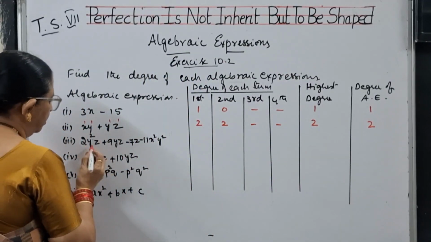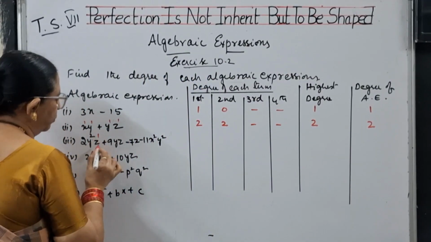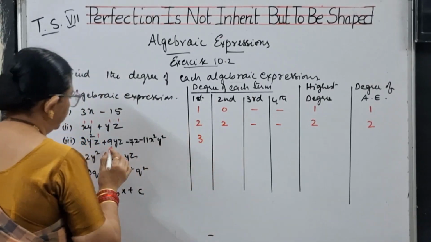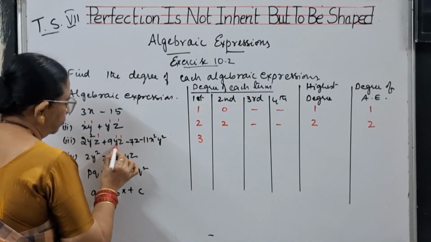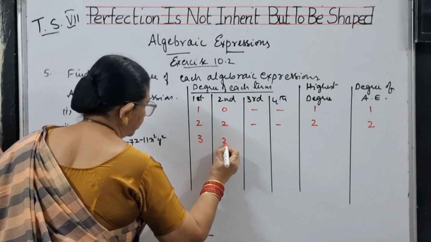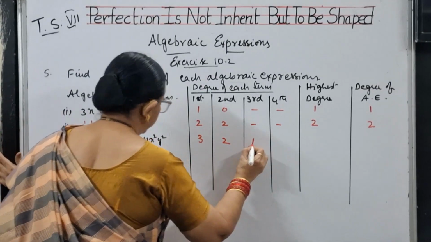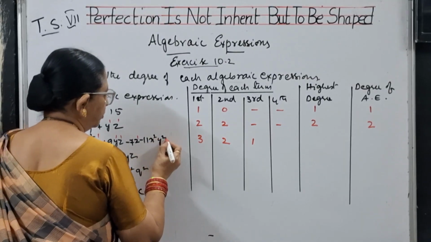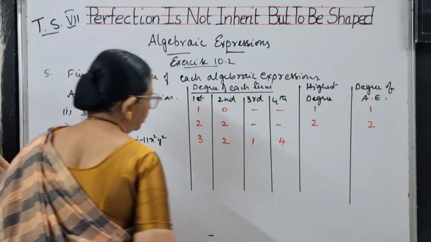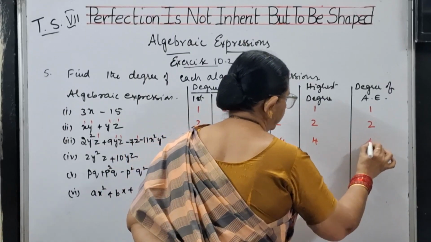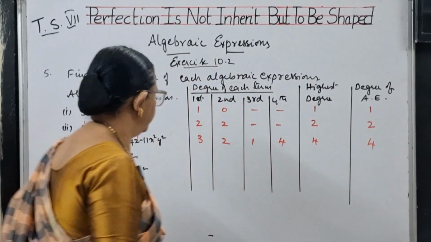Next, here, first term, 2 plus 1, 3. You have got 3 in the first term, and this is having 1 and 1, 1 plus 1, 2, second term. Third term you have only 1. And fourth term 2 plus 2, 4. So what is the highest value? 4. So its degree is 4.